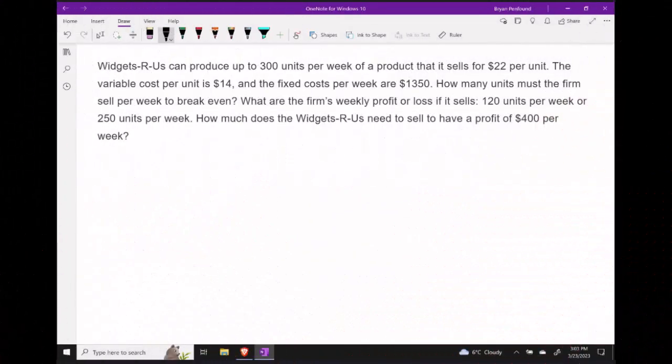In this video, we're going to analyze the following scenario. Let's suppose that Widgets R Us can produce up to 300 units per week, and that each unit sells for $22. Suppose that our variable costs per unit are $14, and that fixed costs per week are about $1,350.